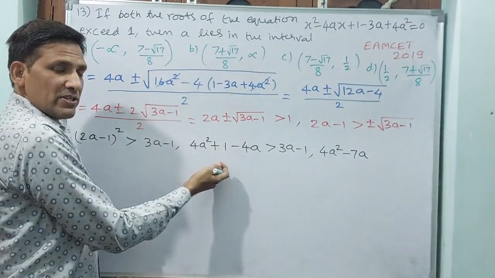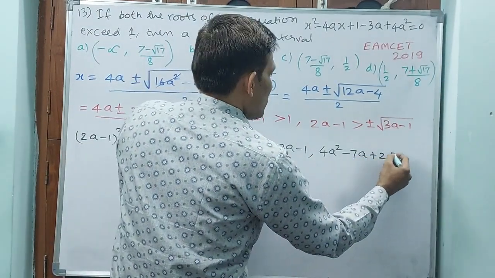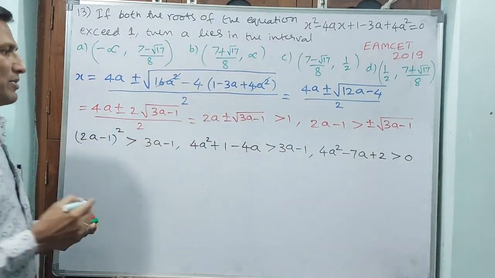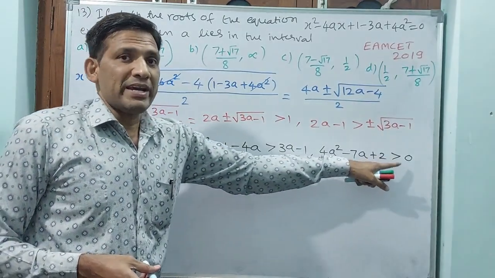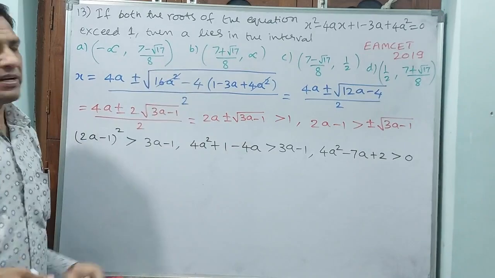Minus 1 if it comes here, my plus 1, plus 1 means plus 2. This should be greater than 0. Why? Because everything we have taken to this side means that side will be 0. So 4a square minus 7a plus 2 should be greater than 0. Now you solve this, then you are going to get the a value. The a value lies between like that.